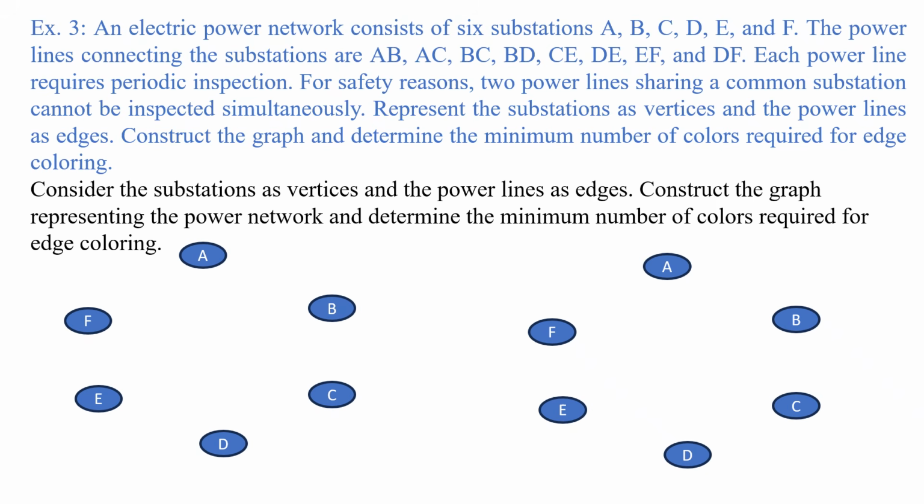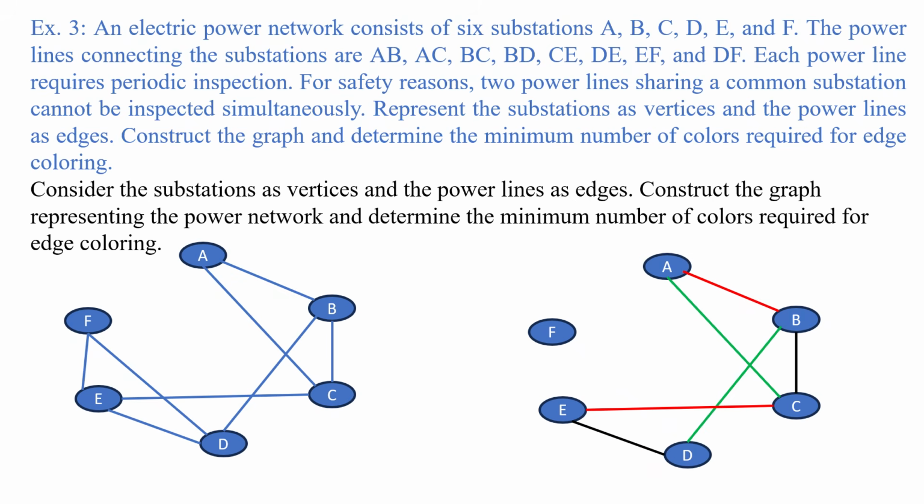So from the given question, let us consider the vertices as substations and the edges as power lines. So we can construct a graph of power network considering these substations as vertices A, B, C, D, E and F, and from the given data we'll construct the edges between the vertices AB, AC, BC, BD, CE, DE, EF and DF. Now let us color the edges.